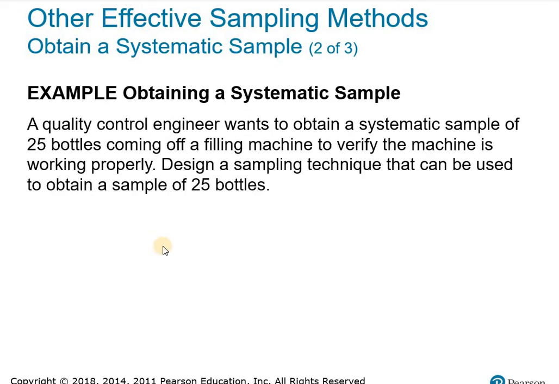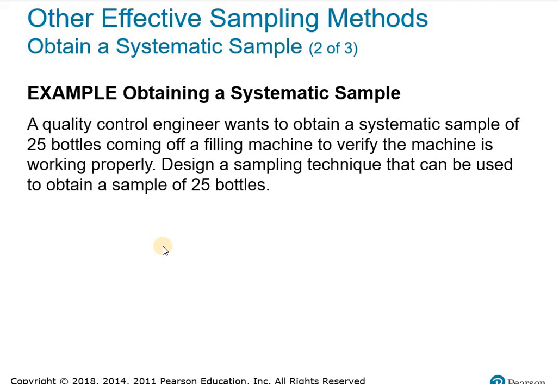Here is an application. You could be a quality control manager, and you want to obtain a systematic sample of 25 bottles coming off a filling machine to verify the machine is working properly. To design the sampling technique that you can use to obtain the 25 bottles, you can use systematic sampling. First, you need to obtain the population size, which is how many bottles this machine is making. Try to estimate that number and then divide that by 25. So when you divide by 25, you're going to get K.